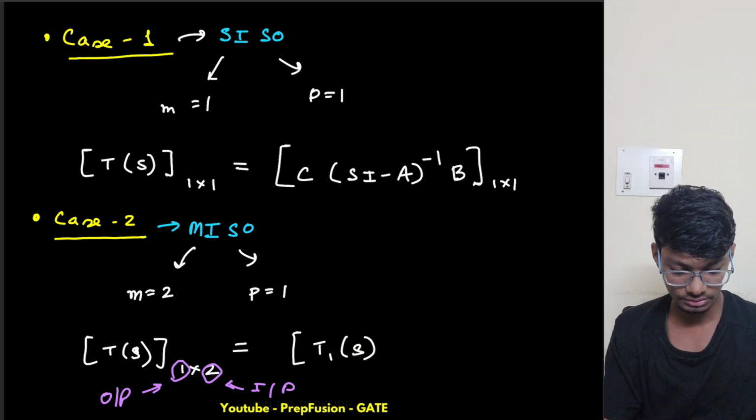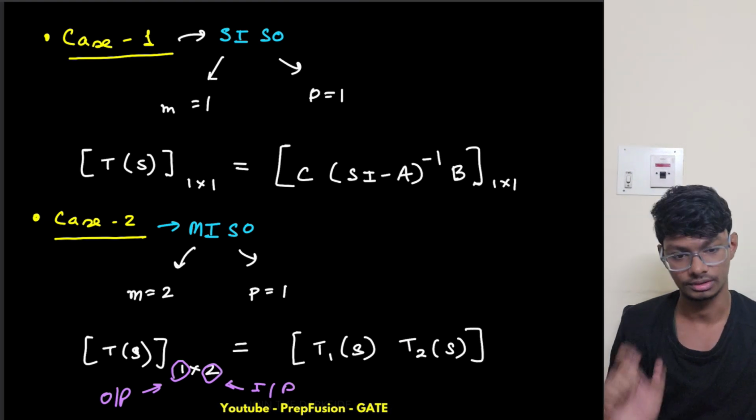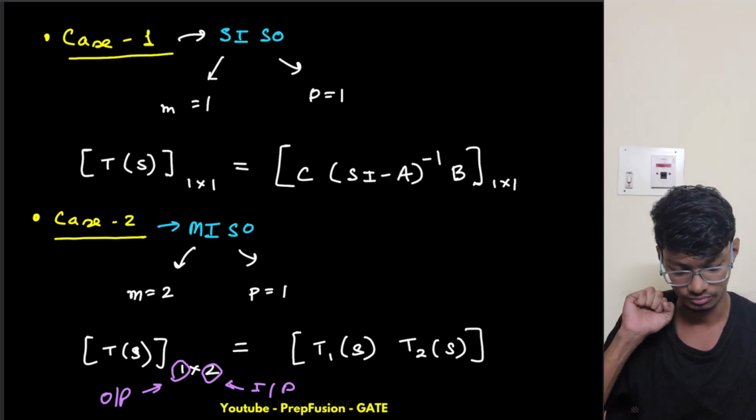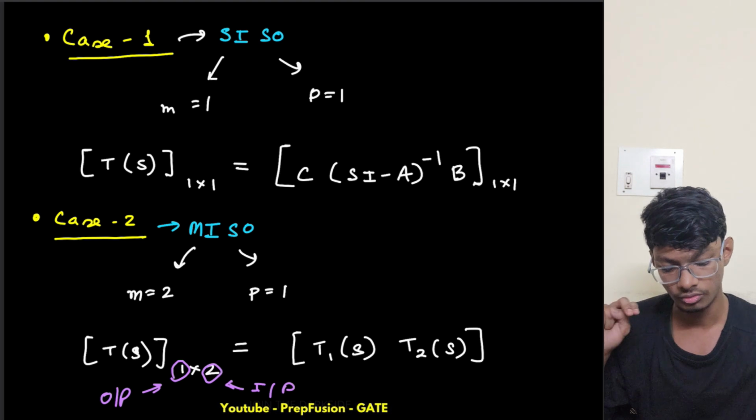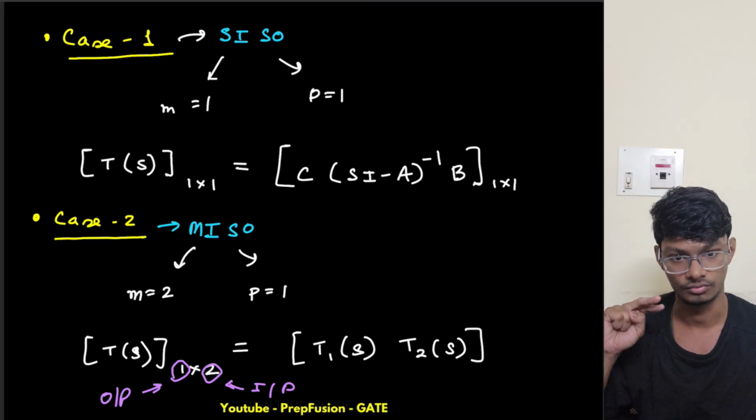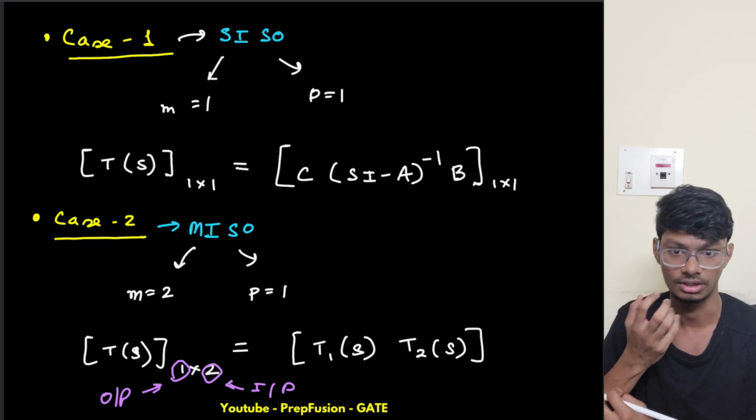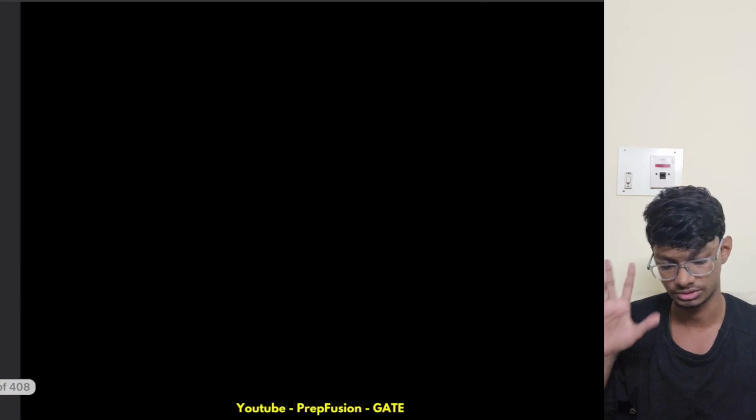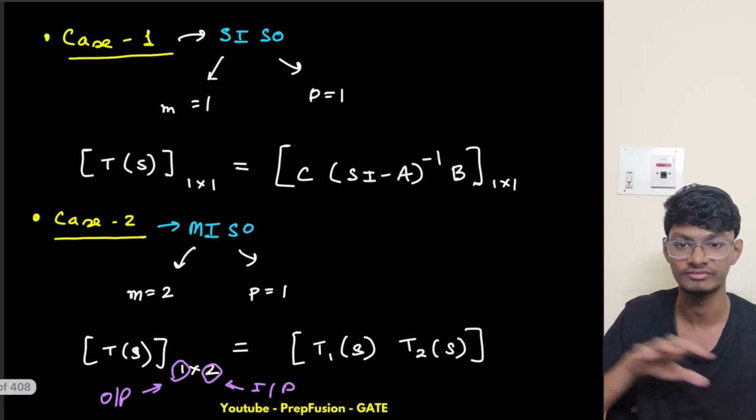This is D1 of s and this is D2 of s. So this is my row matrix, output to input. I will get two transfer functions, due to u1 and due to u2. We will solve a multiple input multiple output question and understand how I am getting two transfer functions. For now I'm just giving you a brief overview.